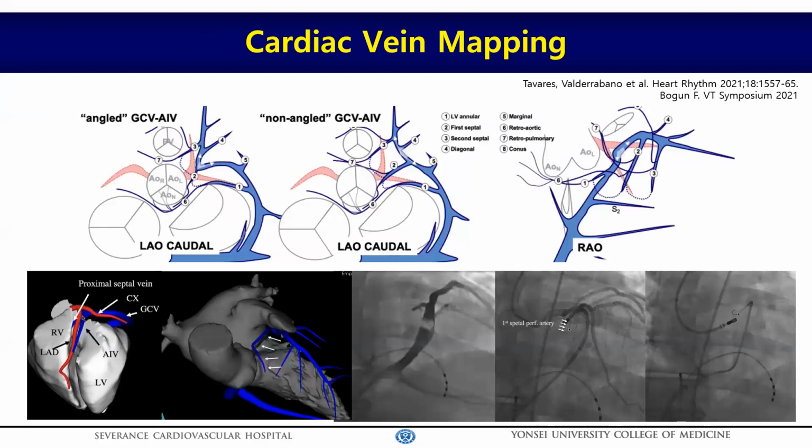This is the anatomy of the cardiac veins organized by Valderrama. Although there are many variations, the coronary vein map is very useful for planning the strategy before entering the epicardium. Also, you can map the potential epicardial target and inaccessible areas such as the septal or communicating vein area.